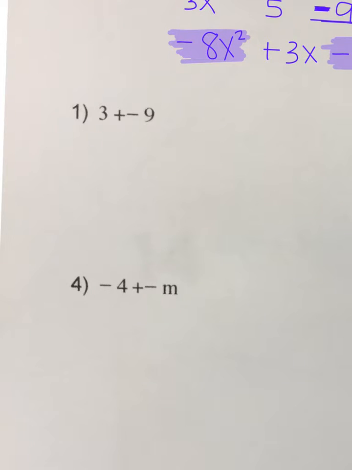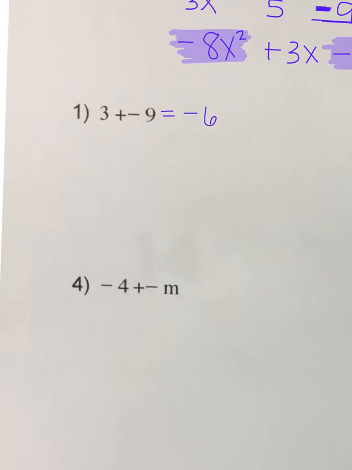Let's move on to these practice problems. Our goal in math is to write as little as possible. Sometimes we have to write a whole lot. There's a lot of steps we have to write out, but we want to write as little as possible. So let's just work this problem. 3 plus negative 9. The answer is negative 6.